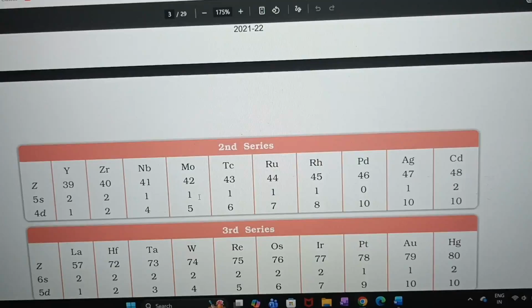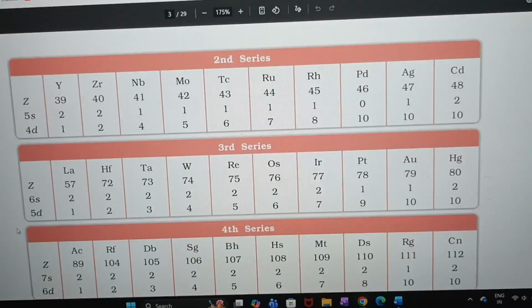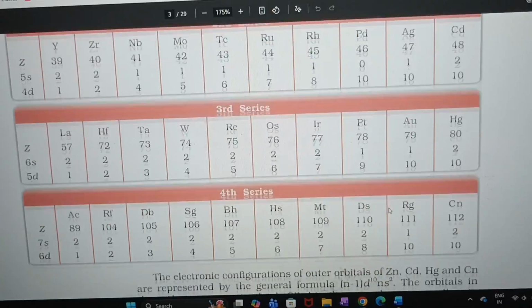Then the next series will be the 5d series. So in the 5d series, you will write 5d first, then 6s, then lanthanum, which is 57 as already discussed, then from hafnium to mercury, from 72 to 80. So then 2, 1, 2, 2, 2, 3, 2, 4, 2, 5, 2, 6, 2, 7, and here it will change. Instead of 2, 8, it will become 1, 9. And this will be the same as these two only, 1, 10 and 2, 10.